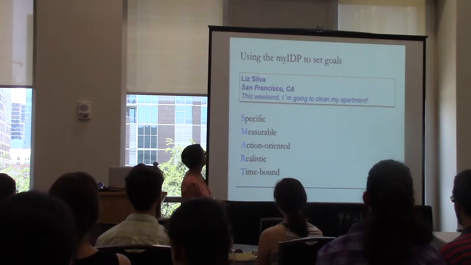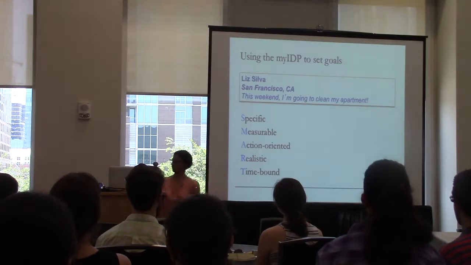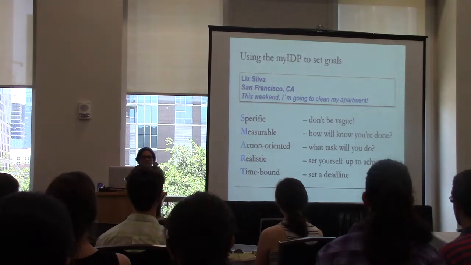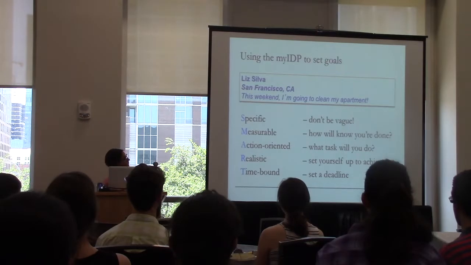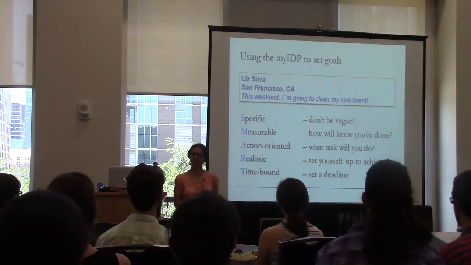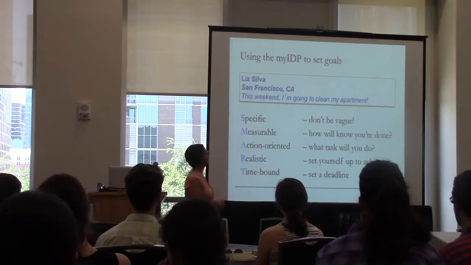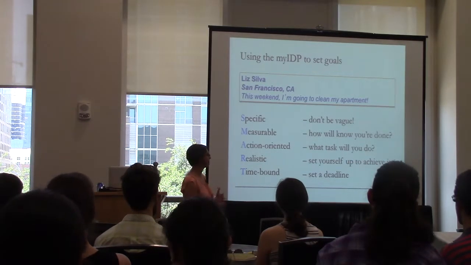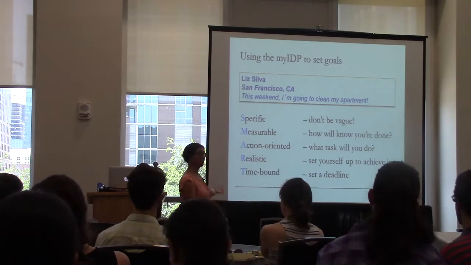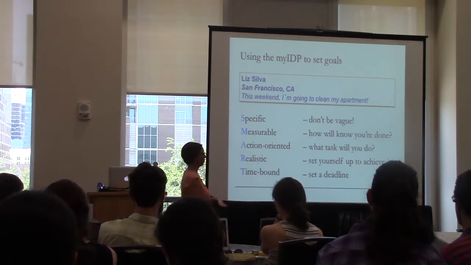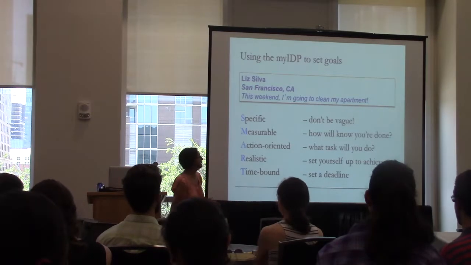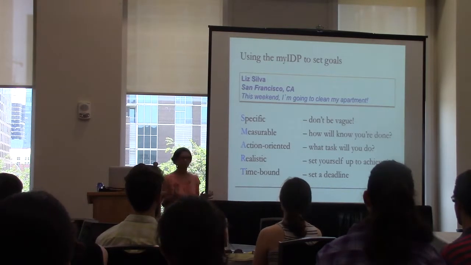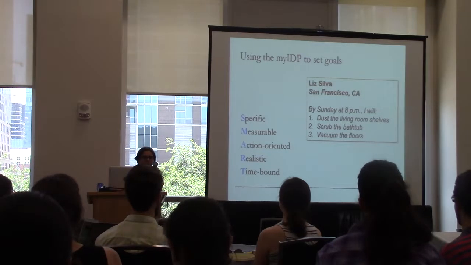So here's an example of a goal. This weekend I'm going to clean my apartment. Except it's none of these things. It's not specific because what do I mean by clean? It's not measurable because I won't know if I'm done. I guess it depends on how meticulous I am or how OCD I am. It's not action-oriented because it doesn't set out actual specific tasks. It might be realistic, but you don't know how messy my apartment is, so you have no idea. And it is somewhat time-bound. You can kind of infer it's by the end of the weekend.